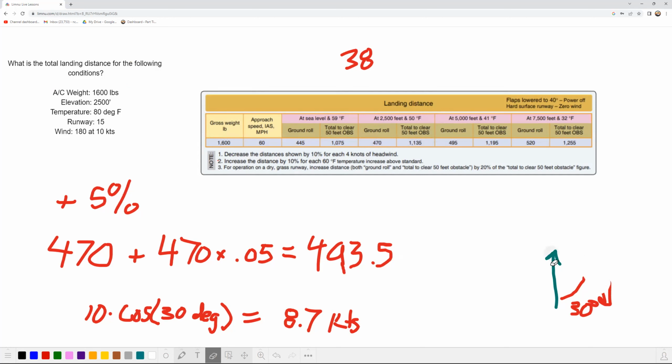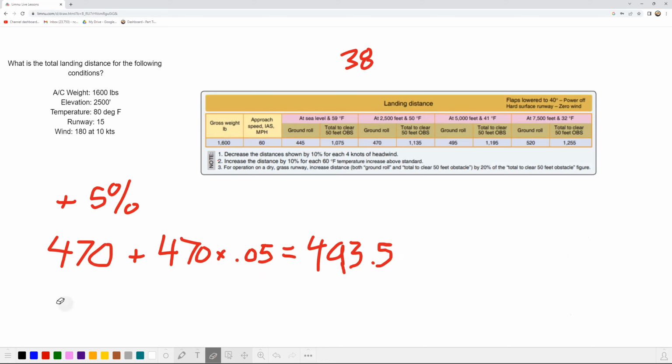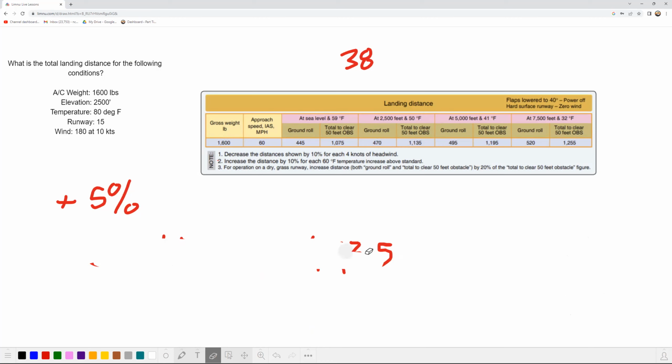The question you got, Ray, is: determine the total distance required to land over a 50-foot obstacle. The pressure altitude is 3750, headwind 12 knots, temperature standard. Okay, so let me just erase this stuff here, and we'll start with your example now.